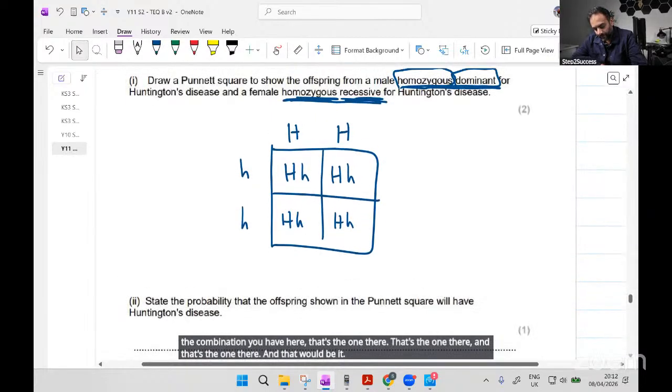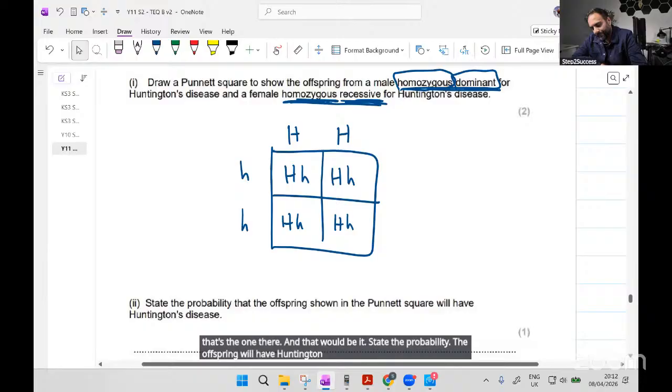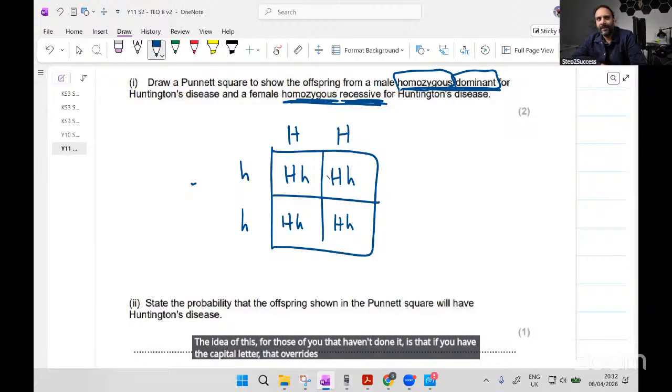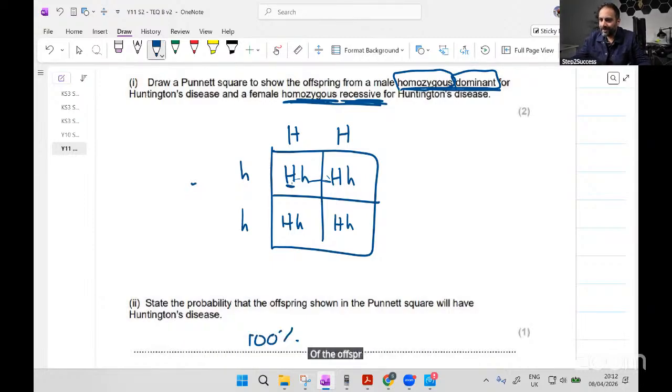State the probability the offspring will have Huntington's disease. Well, the idea of this, for those of you that haven't done it, is that if you have the capital letter, that overrides the small letter. So the capital letter basically makes you have this disease. So if all four of these possibilities have the disease, the answer would be 100% chance of the offspring having this disease in this situation.